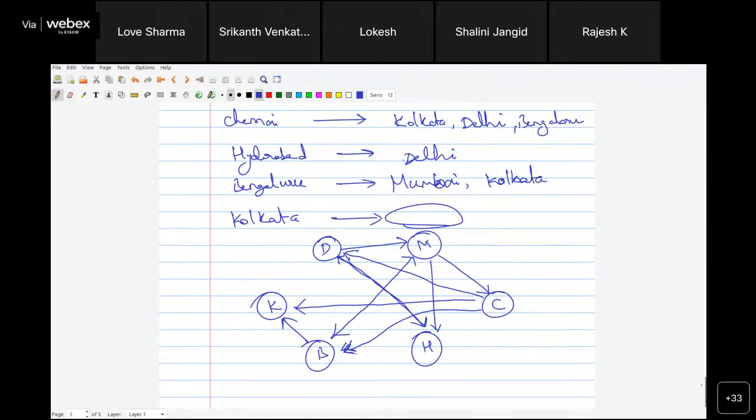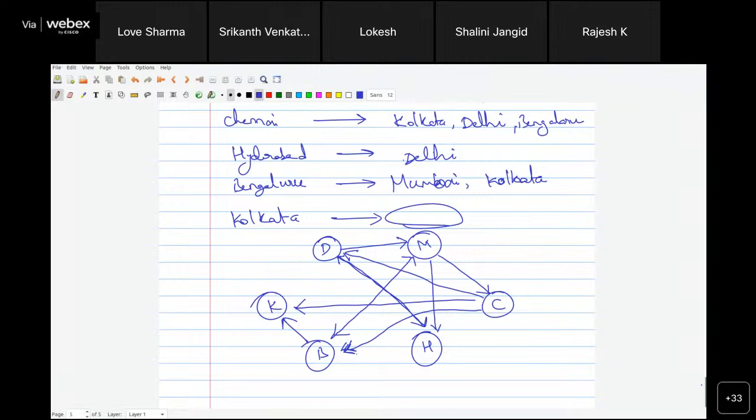Now, if you are at some city, let's say Mumbai, which cities can you reach, directly or indirectly? You can travel to Chennai, from Chennai to Delhi, you can directly travel to Hyderabad, you can directly travel to Bangalore, and from Chennai you can travel to Kolkata. So if you are at Mumbai, you can actually travel to all other cities.